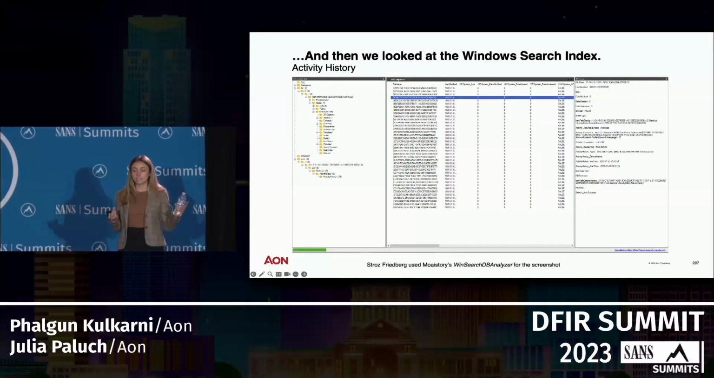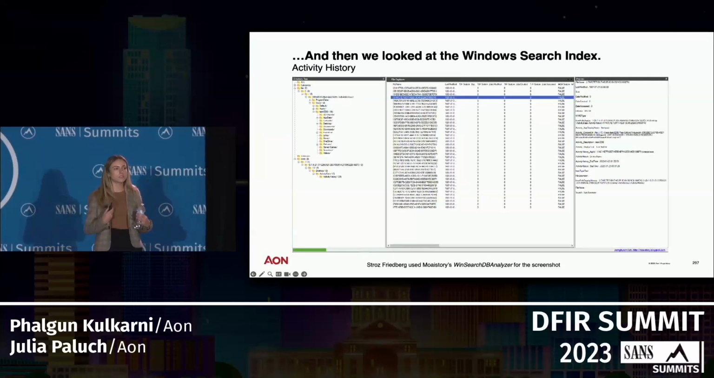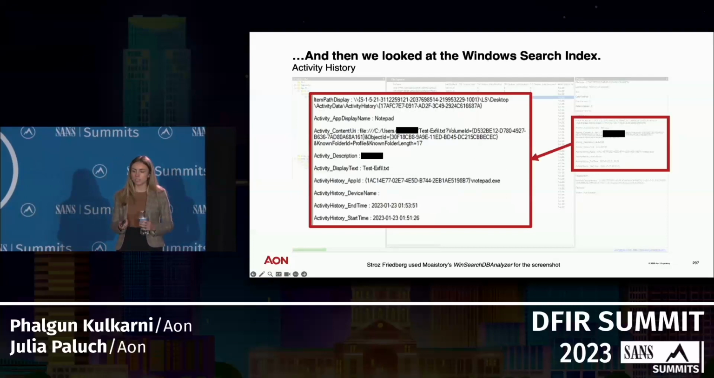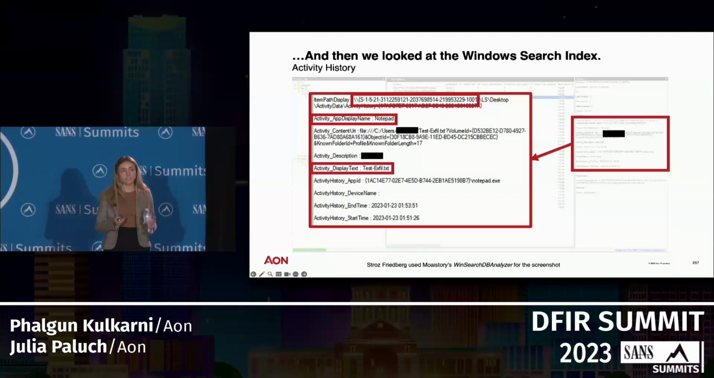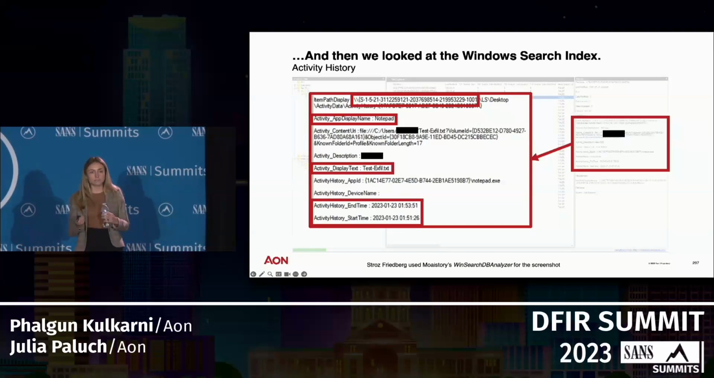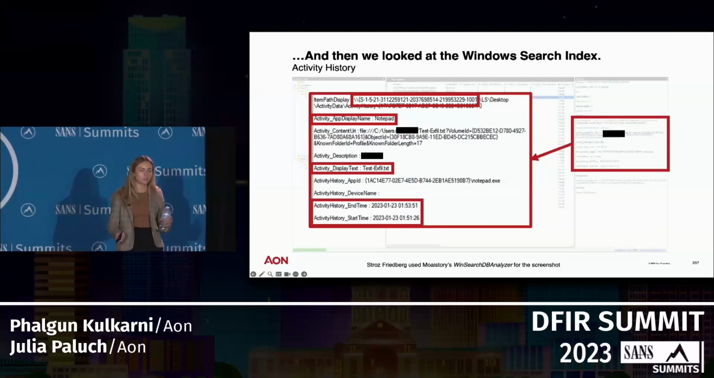So then we looked at activity history, and we wanted to figure out if we could get some information about our opening and closing of the file. We were able to get our user SID. We were able to get the name of the program that we used to open the file. We got the file name, and then we also got the start and end time for activity history, which corresponded with the time of file opening and closing.